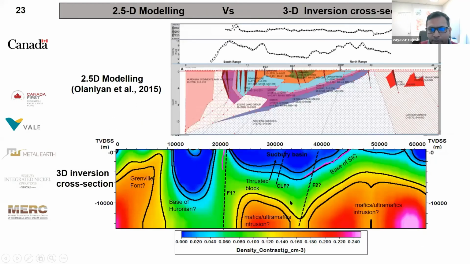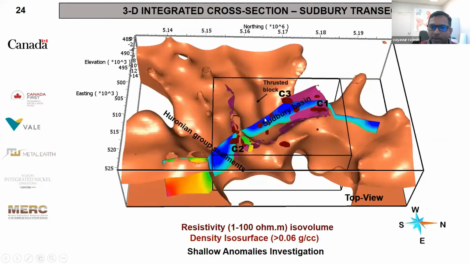If you see this thrusted block, I took an isosurface of it, and if you see this thrusted block in 3D, you can trace that fault. This Sudbury Basin trough represents the Sudbury Basin, and this other trough represents the Huronian group of sediments. I overlaid the isosurface from the Vallée-Gocard model and the conductivity anomalies. You can clearly see that it nicely sits on the surface.